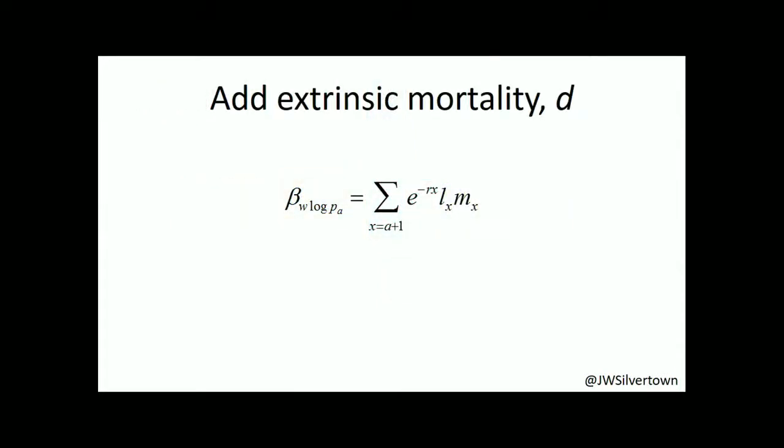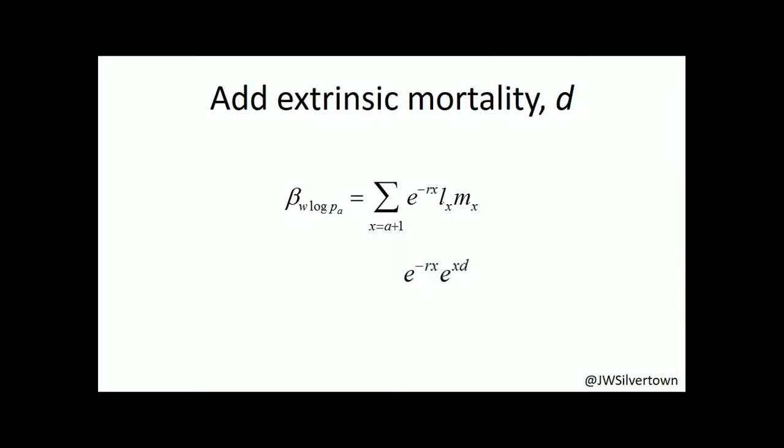And so now what we can do is actually add in a component for extrinsic mortality and see what that does to beta on the left-hand side. So the way you do that, basically, is to the term for discounting the population rate of growth you add a term e^(-Dx). So D is the mortality, the extra mortality that's coming from the environment. And that's the same at every age. D is the same value.